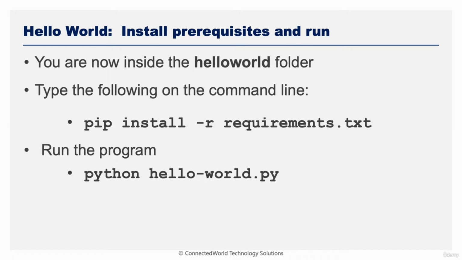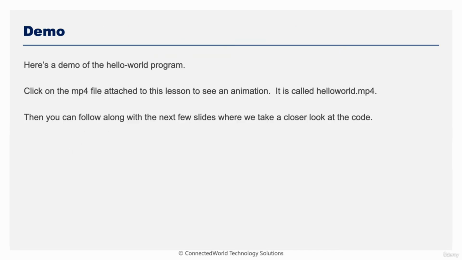Next, you need to install the prerequisites and run Hello World. At this point, you should be inside the Hello World folder. Type the following on the command line: pip install -r requirements.txt, and then run the program using the command python hello world.py. Attached here is an MP4 file that shows you the animation of how the Hello World program runs. You can follow along with the next few slides after you look at the animation, where we take a closer look at the code.